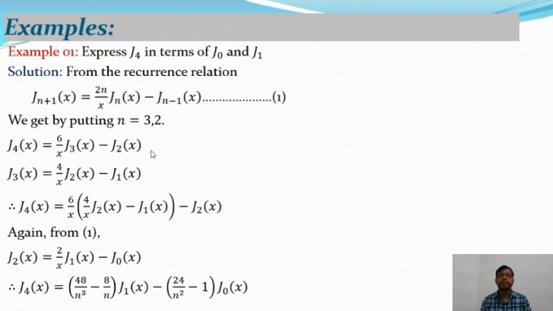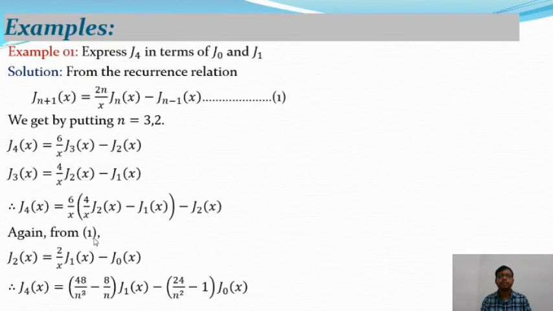We get, by putting n is equal to 3 and 2, from equation 1, J4 of x is equal to 6 by x into J3 of x minus J2 of x. After putting n equal to 3 and n equal to 2, we will get J3 of x is equal to 4 by x into J2 of x minus J1 of x. So after putting the value of J3 of x in the first equation, we'll get J4 of x is equal to 6 by x into 4 by x into J2 of x minus J1 of x, minus J2 of x.